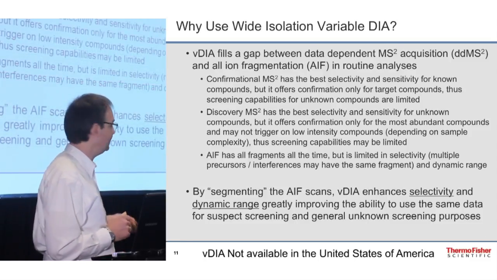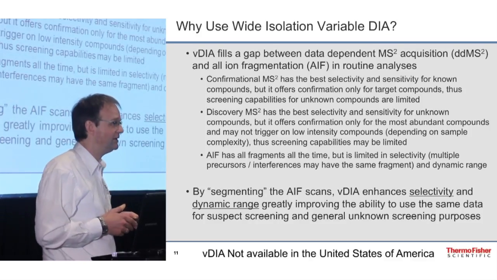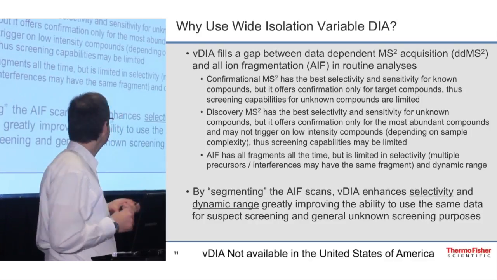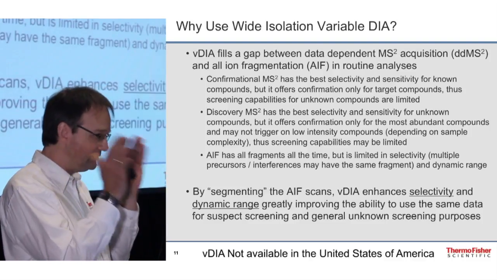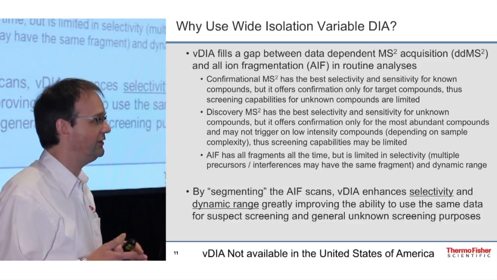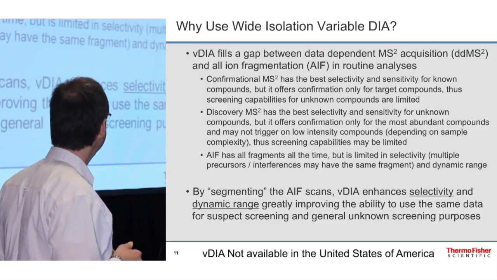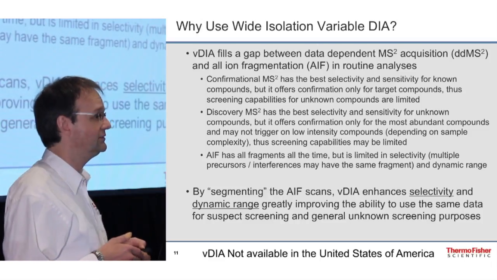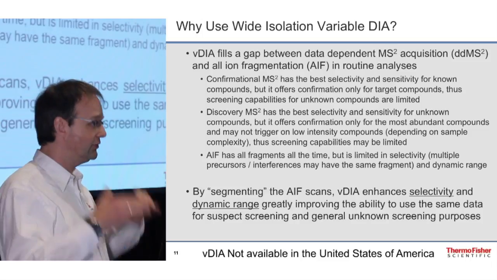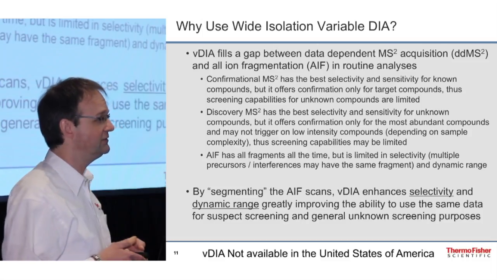So basically, VDIA fills the gap between data-dependent MS2 acquisition and AIF. Confirmatory MS2 still has the best selectivity and sensitivity. That's well known. But if you want to do anything beyond very limited target acquisition, you cannot do very much in this mode because you don't have fragments for components you are not thinking about beforehand. You could detect them in full scan, but that's it. Discovery MS2, as I already said, has very nice selectivity as well, but you don't get to the low abundant ions in most cases. AIF has all the fragments all the time. That's basically what we want.